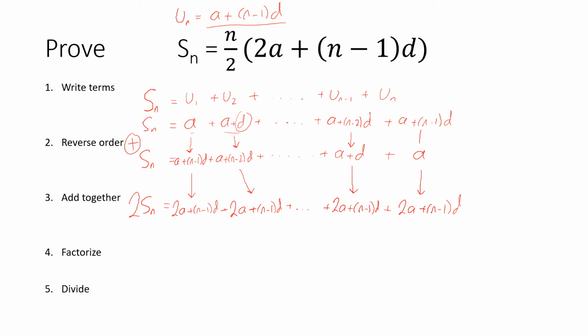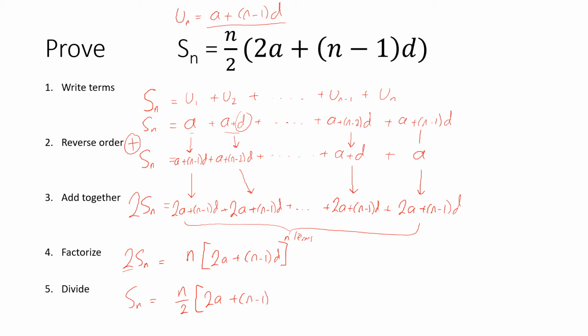Now, if you think about how many of these we've actually ended up with, we've ended up with n lots of them. We've got the first, the second, the third, the fourth, fifth, all the way up to the nth. So we can put this all together and say we've got n terms here, so 2Sn is equal to n lots of 2a plus n minus 1 lots of d, and that's very nearly what we actually need. To prove it, we just need to divide by the 2, so we'll get Sn on its own is n over 2 lots of 2a plus n minus 1 lots of d.